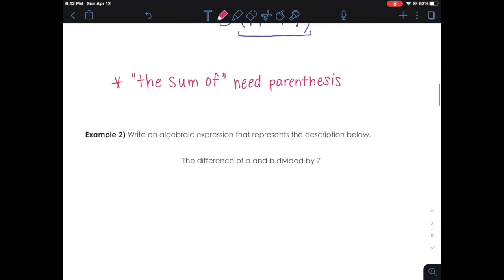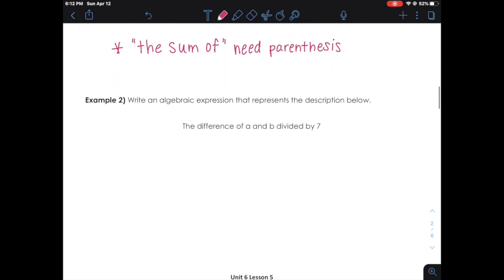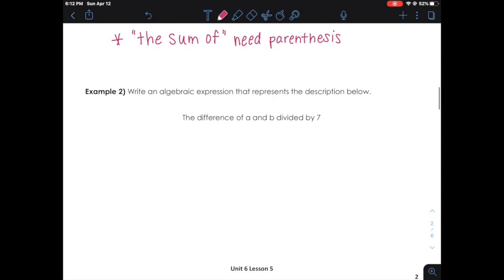All right, on to number 2. Write an algebraic expression that represents the description below. The difference of A and B divided by 7. So our keywords here, we've got difference. Difference tells me to subtract. We're going to be subtracting A and B, it looks like. So we've got 2 variables here. And then we have to divide by 7.